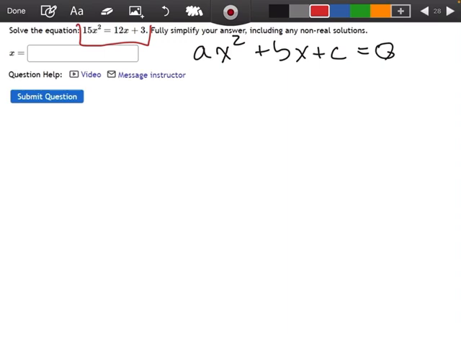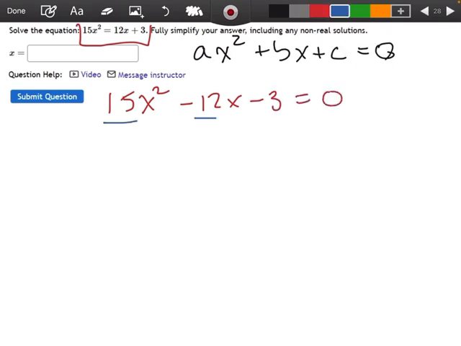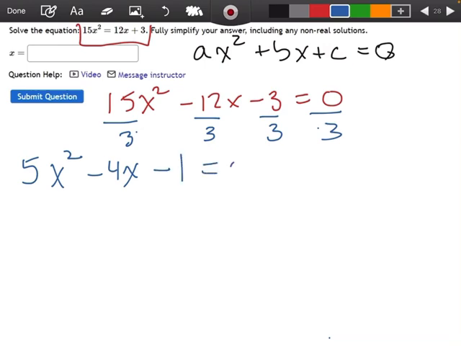So the first thing I'm gonna do here, y'all, I'm gonna rewrite this 15x squared. I'm gonna move the 12x over, so it becomes negative. I'm gonna move the 3 over, it also becomes negative, is equal to 0. Now, y'all, just to make our lives a little bit easier, I'm gonna divide each of these numbers by 3, because it's going to make my numbers A, B, and C smaller, okay? And then hopefully easier to work with. Okay, so we get 5x squared minus 4x minus 1 equals 0.